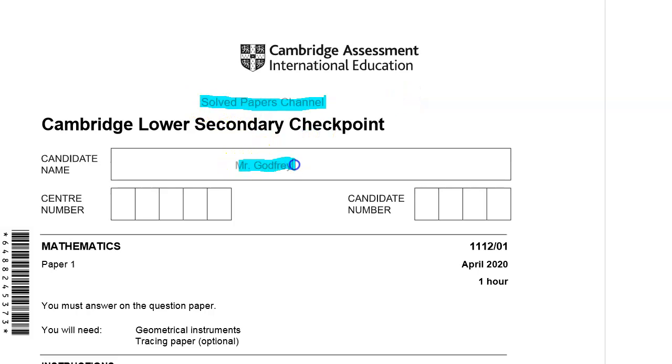I'm Godfrey. In this video I'm solving Mathematics Paper 1 of lower secondary checkpoint. This is the April 2020 paper. Time for this paper is 1 hour.